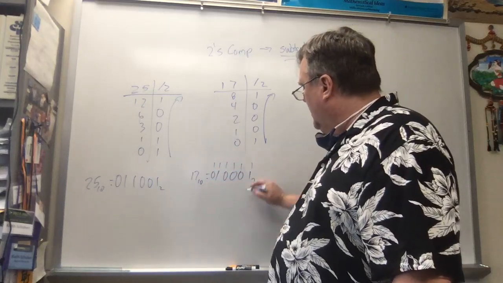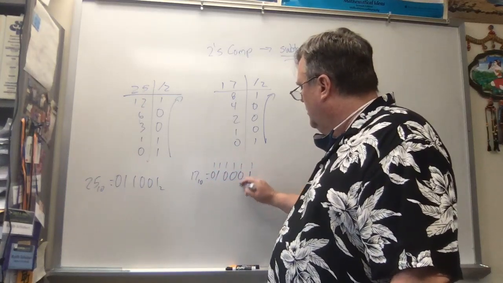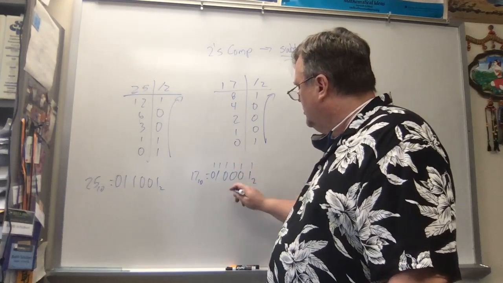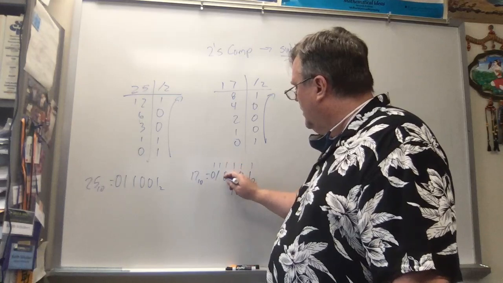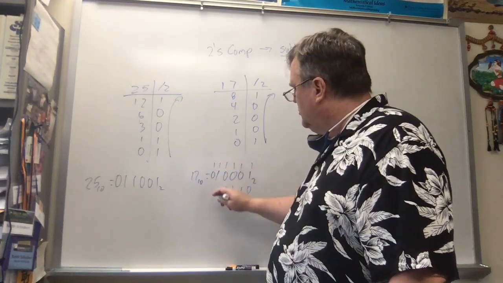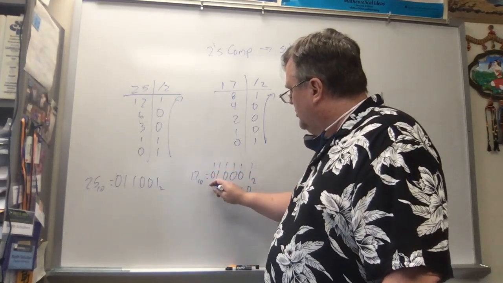All right, so 1 minus 1 gives me 0. 1 minus 1 gives me 0. 1 minus 0 gives me 1. 1 minus 0 gives me 1. 1 minus 0 gives me 1. 1 minus 1 gives me 0. 1 minus 0 gives me 1.